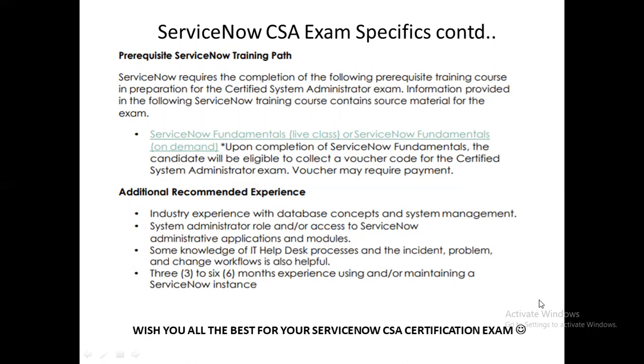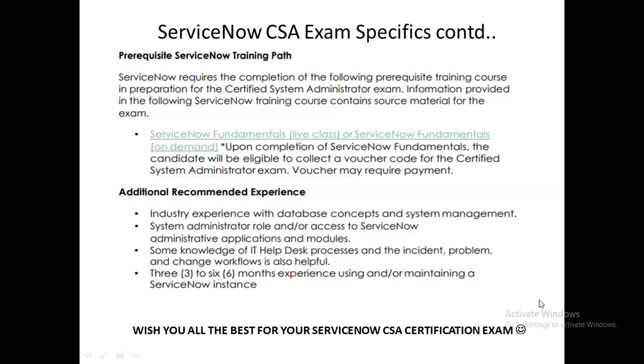However, even if it is not mandatory, it is still recommended to have a certain kind of experience before you write the ServiceNow CSA exam. And what are those experiences expected? One is that you should be aware of the basic concepts of databases, relational database management systems (RDBMS), overall system management, and how any platform looks in terms of UI interfaces. I mean UI actions, app server, web server, databases, the basic concepts of IT, to be honest.